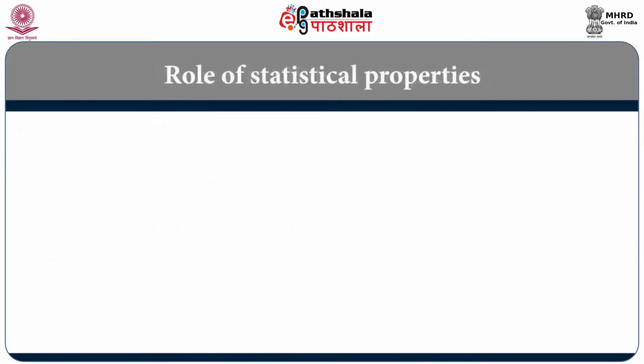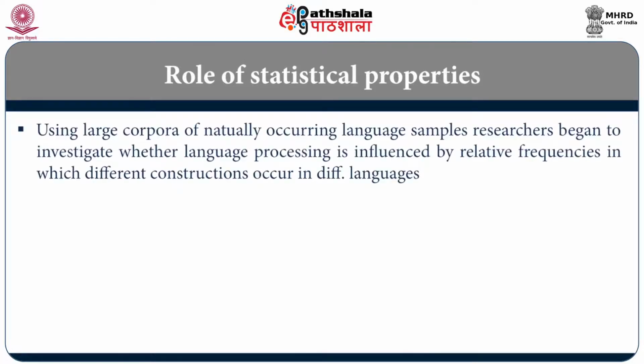Let's look at statistical properties. So once large corpora of naturally occurring language samples became available, researchers began to investigate whether language processing is influenced by relative frequency of different linguistic categories like noun, verb, or constructions, say active affirmative, active negative. We have talked about those sentence types. Which sentence types are more frequent in a given language? So they started looking at statistical properties.